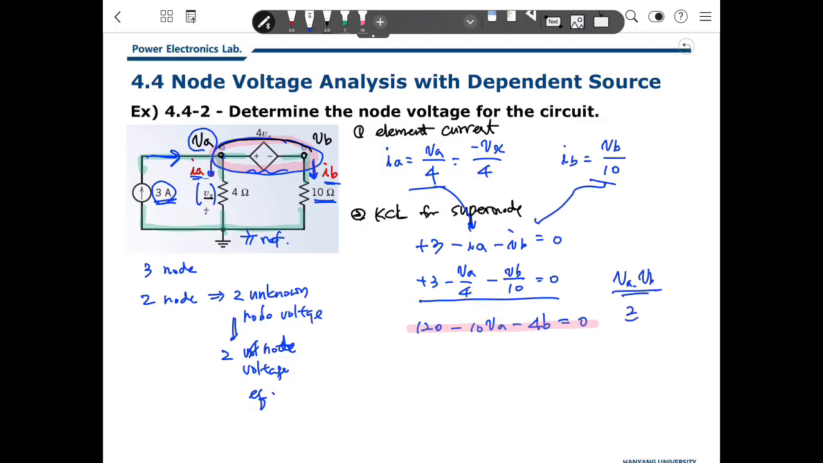We have two unknown variables and one equation. Then we need one more equation. How can we get the equation? That is from the supernode.